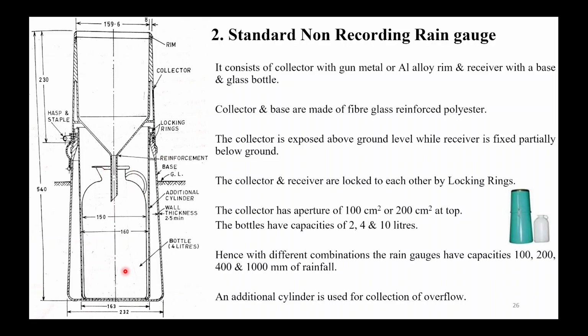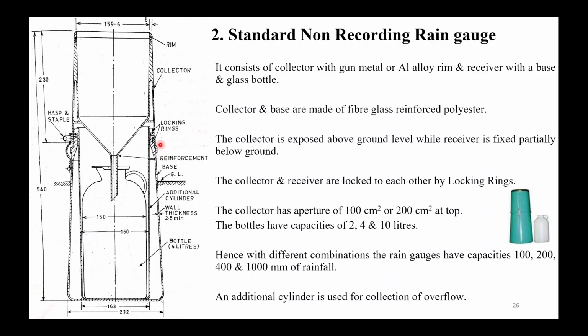You can change the capacity of this bottle: 2 liters, 4 liters, 10 liters. Again, if the rainfall expected is greater than these, then these bottles have to be taken out. They have to be replaced, and with the help of the standard measuring glass, you are going to measure the rainfall in mm or centimeters. Correct.